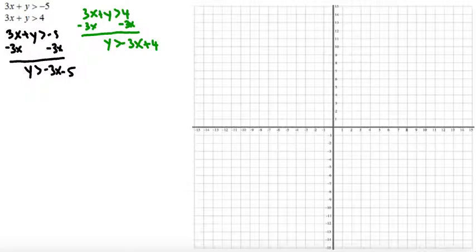Alright, I'm going to graph this first inequality. So my slope here is negative 3 over 1, and my y-intercept is negative 5. So I start my graph at negative 5, and then the slope tells me to go down 3, to the right 1. And to extend it, I go up 3, to the left 1.